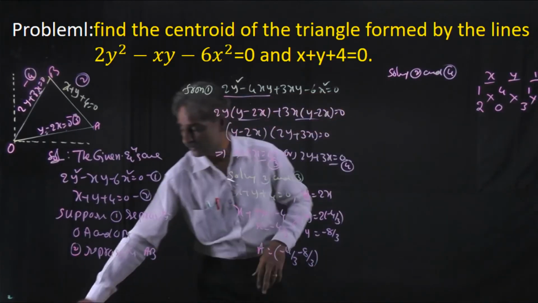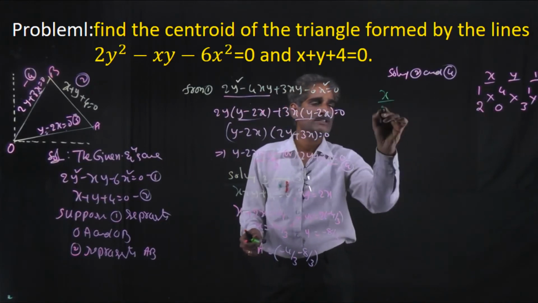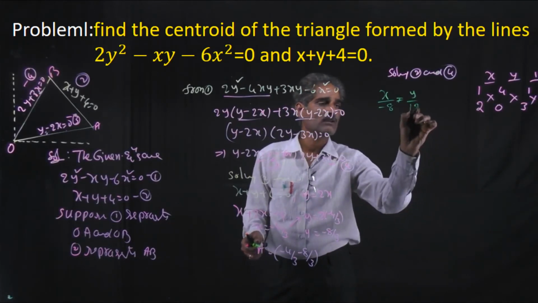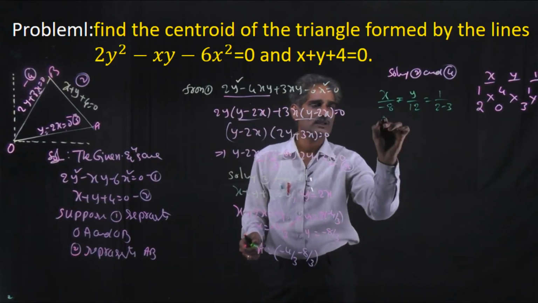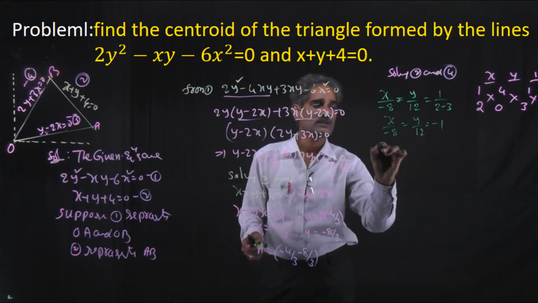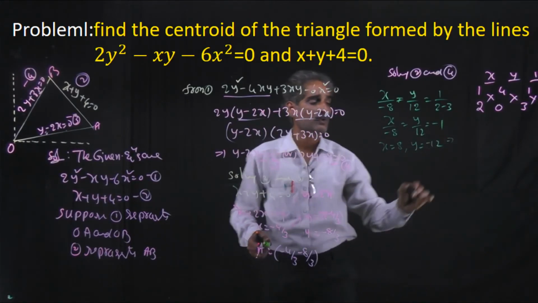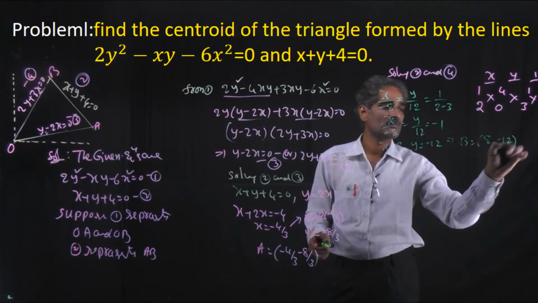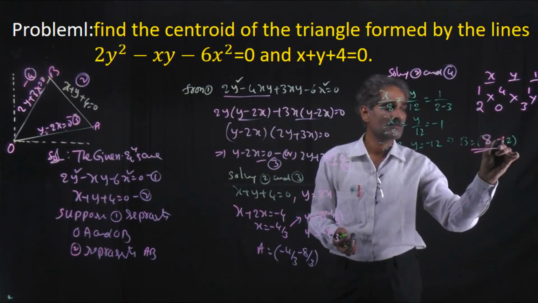Understand? So x/(0 − 8) = y/(12 − 0) = 1/(2 − 3). Here 2 − 3 is −1. So x/(−8) = y/12 = −1, x = 8 and y = −12. These are the coordinates of point B. So B is (8, −12).